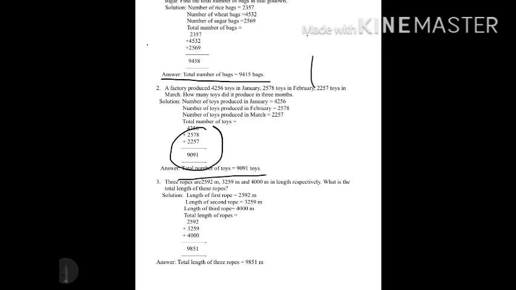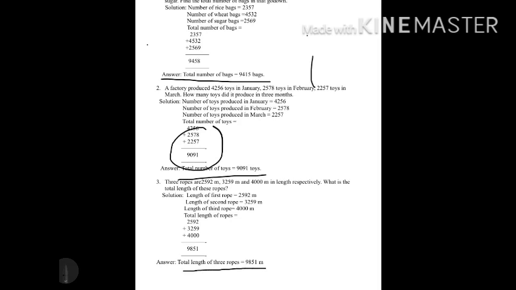Now students, the third word problem. 3 ropes are 2592 meters, 3259 meters and 4000 meters in length respectively. What is the total length of these ropes? Okay students, now here again total is asked, that means you have to add. So here 3 rope lengths are given. So you will put the information like this, as you can see on your screen, and then you have to put all these 3 numbers in columns, do the addition of these numbers and then write the answer down like this.